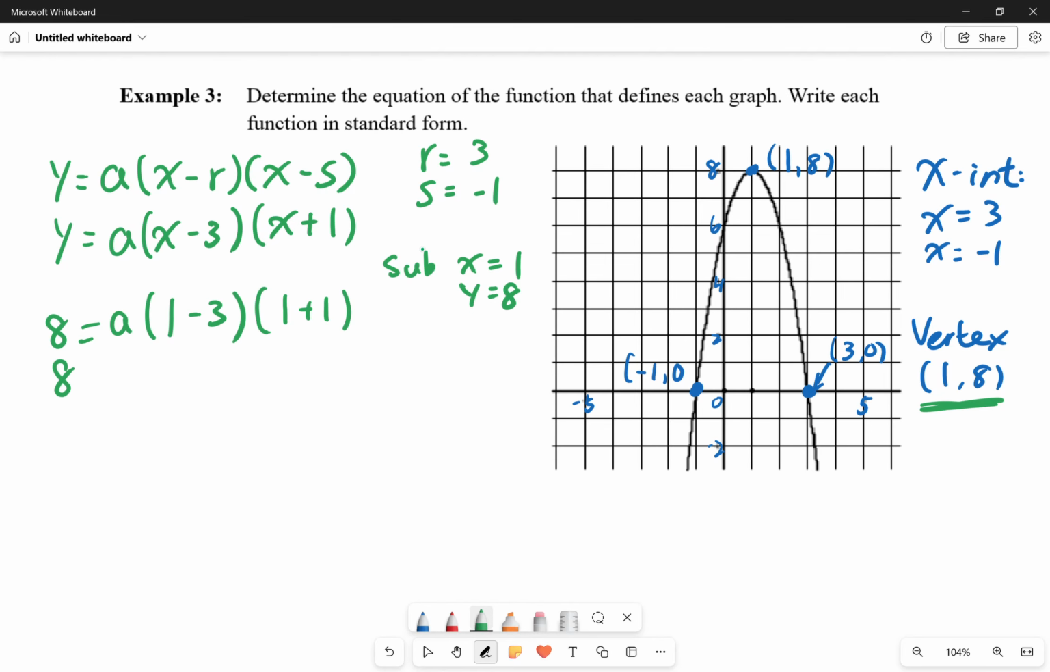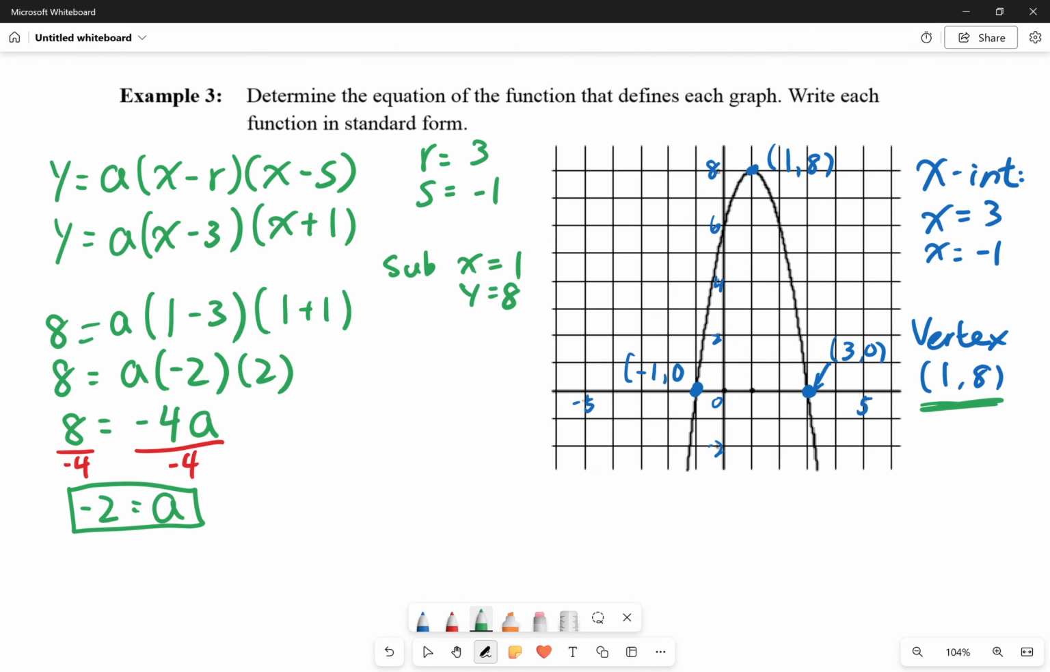Okay, so what do we got? We got 8 is equal to a times 1 minus 3 is negative 2. 1 plus 1 is positive 2. If you multiply this out, you get 8 is equal to negative 4, since negative 2 times 2 is negative 4, times a. What is a? Well, we're going to divide both sides by negative 4. That gives me a is equal to negative 2.